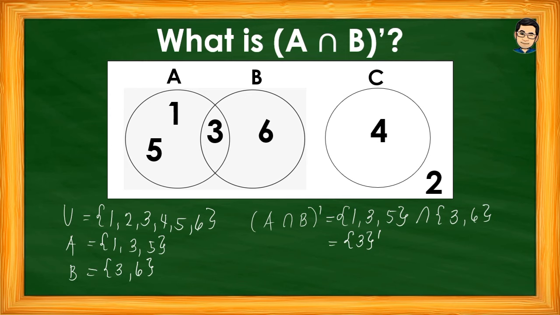Now, to get the complement, bilugan natin yung 3 dun sa universal set. And then, yung mga hindi nabilugan, yun po yung ating sagot, or yung elements ng A intersection B complement. 1, 2, 4, 5, and 6.